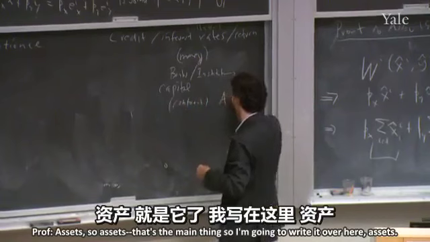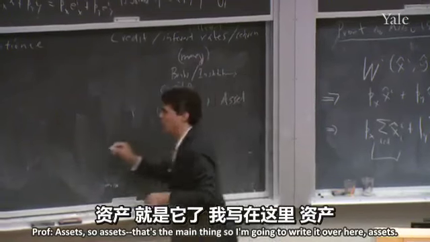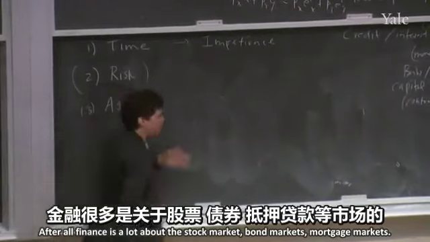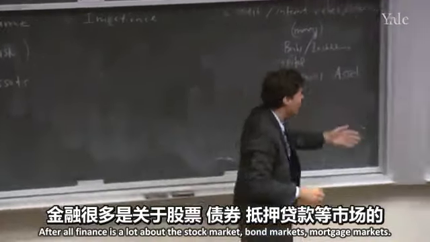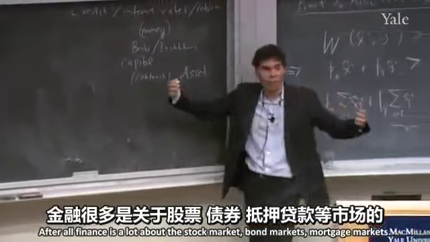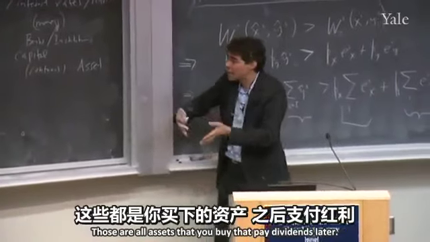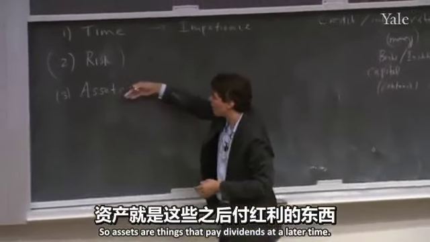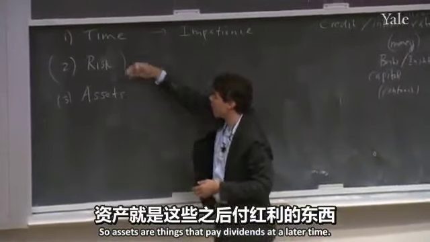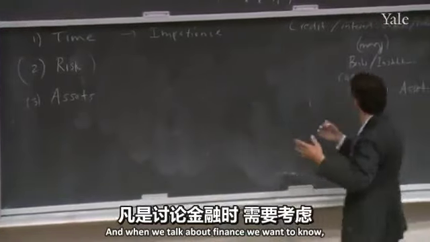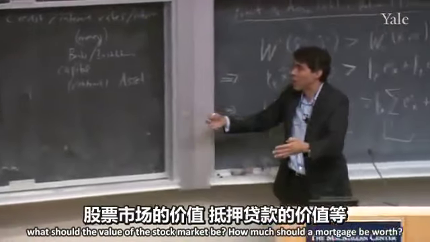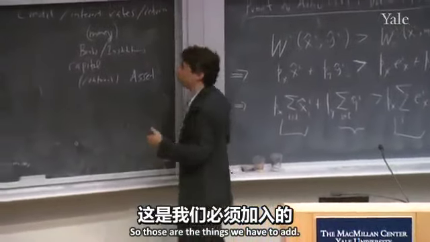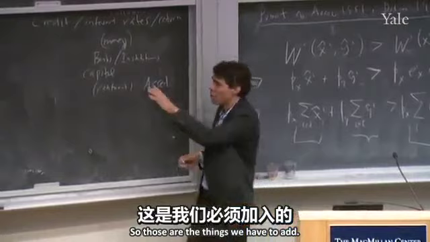Assets. Okay, so assets. That's the main thing. So I'm going to write it over here. Assets. Okay, after all, finance is a lot about the stock market, bond markets, mortgage markets. Those are all assets that you buy that pay money, pay dividends later. So assets are things that pay dividends at a later time. That's the critical thing that's missing. And when we talk about finance, we want to know, what should the value of the stock market be? How much should a mortgage be worth? Okay, so those are the things we have to add.